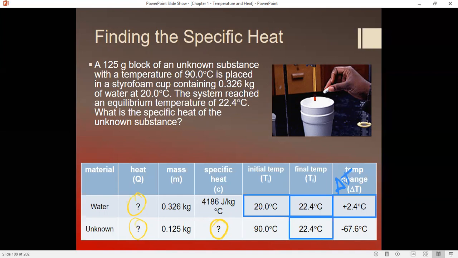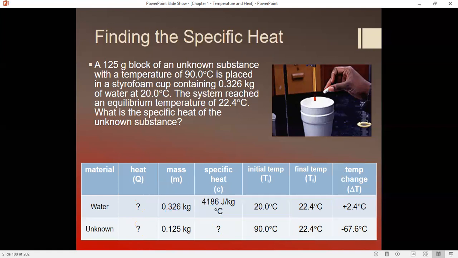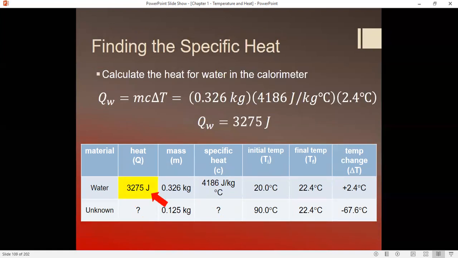Now, Q equals mc delta T. My heat right here is going to be my mass times the specific heat of water, 4186, times the change in temperature. So I just multiply mc delta T. And there we go, 3,275 joules.